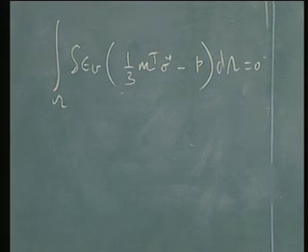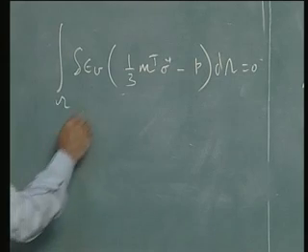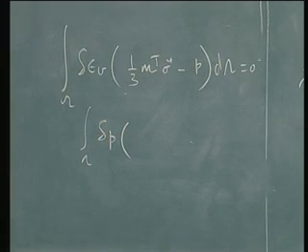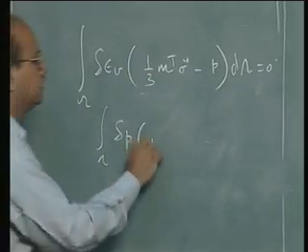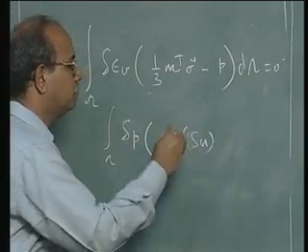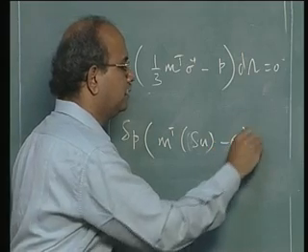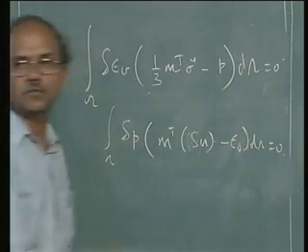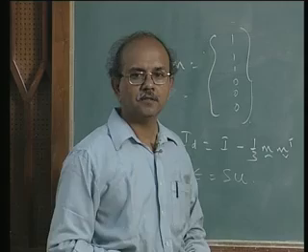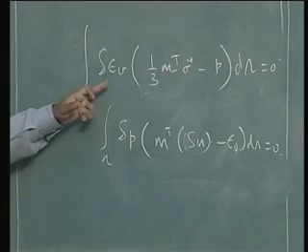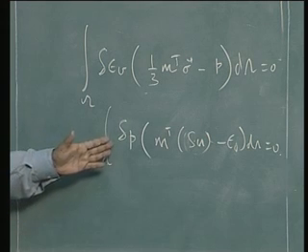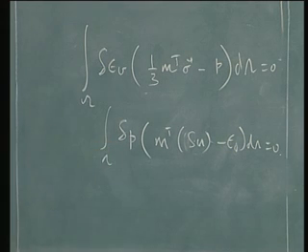And next, let me write down the next term. Watch this carefully and tell me your comment. Delta p into m transpose S u minus epsilon v, d omega is equal to 0. Look at those two terms. Can you pass some comments? Delta epsilon v, where epsilon v is the volumetric strain, and delta p is the variation in pressure.